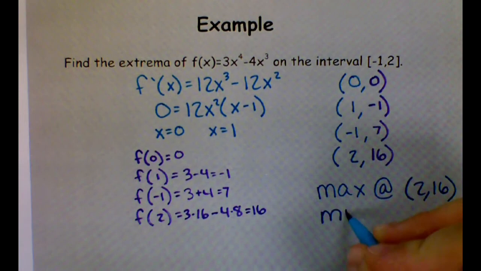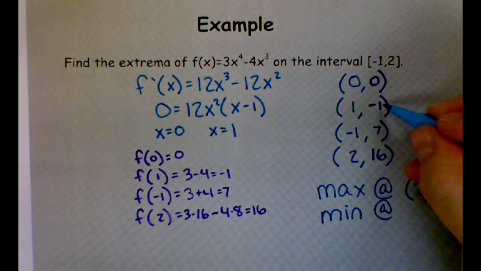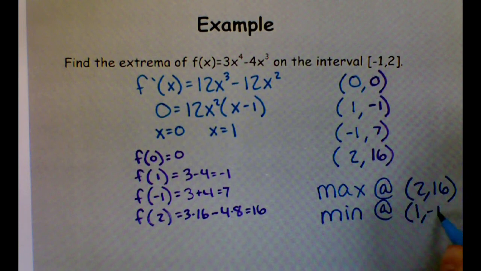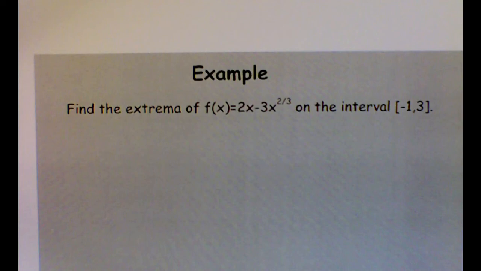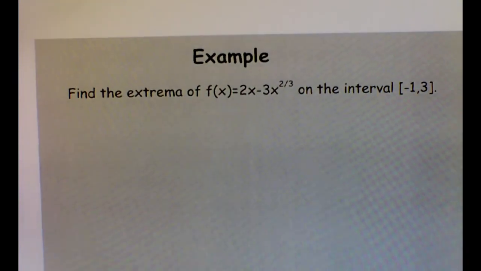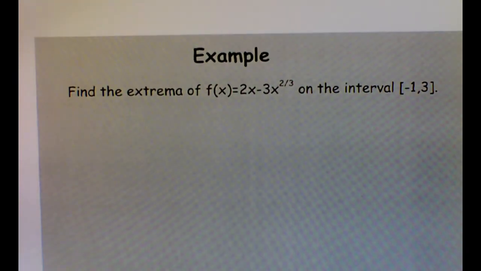The minimum is the smallest. So the smallest y value was -1, so that's 1, -1. There we go. So let's try this one. It gets a little trickier here.